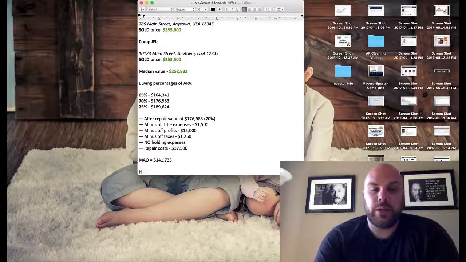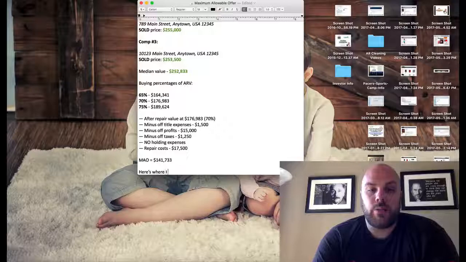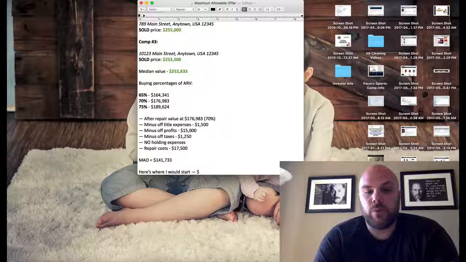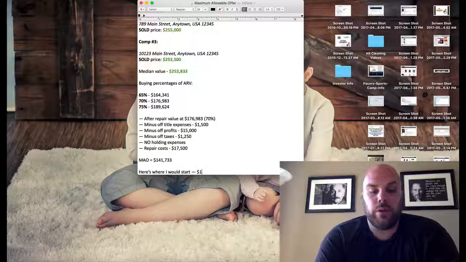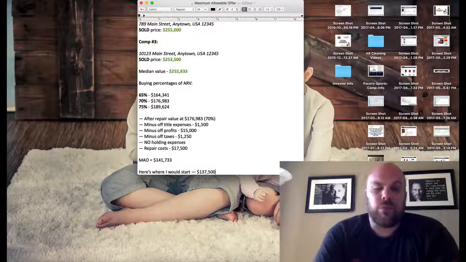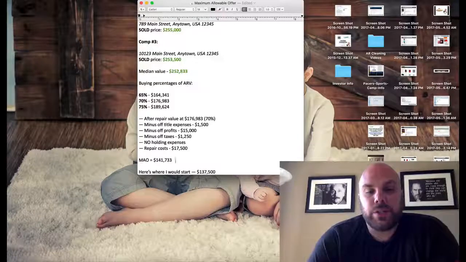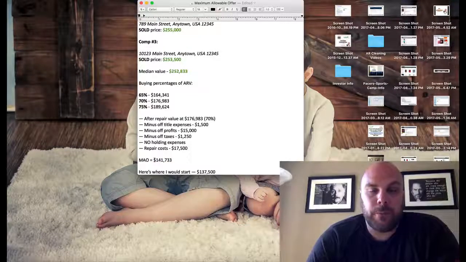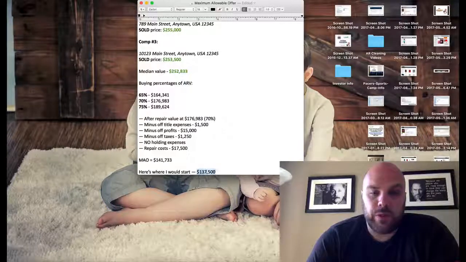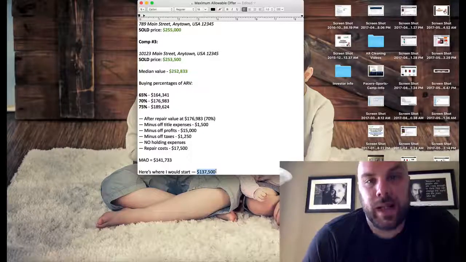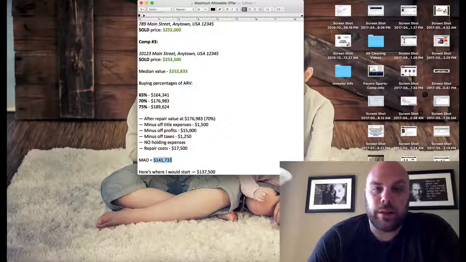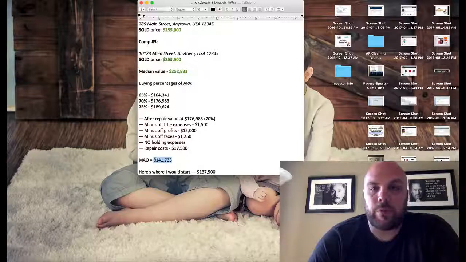Here's where I would start. My starting price would be, let's just say, 137. Now, how did I come up with that number? I'm trying to come as close as I can to this, but I don't want to be right at it, because what I want to do is I'll say, hey, I'll give you 137.5, and then I'm expecting them to counter, and then I'll counter back, and then eventually what I want to do is get to this price. I would ideally like to get to 141.